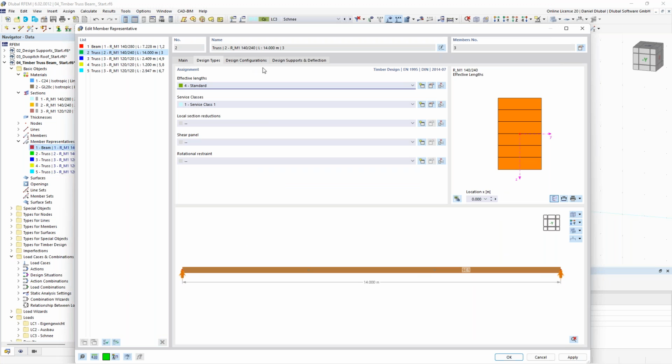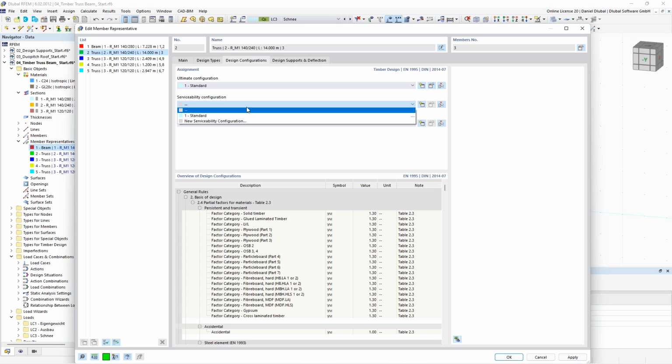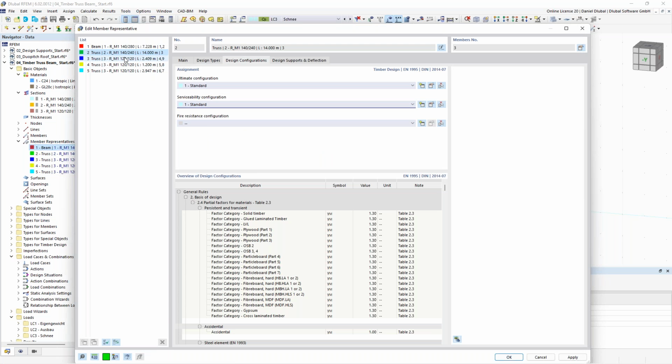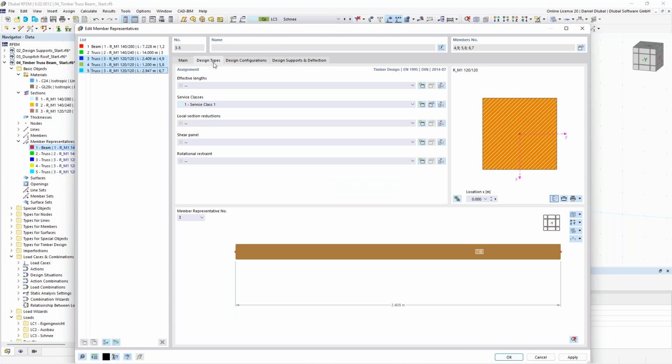I say okay. And the only thing we have to do right now is also to give them a kind of serviceability configuration in order to perform this deflection check here with these beam limits. I say okay. And for the other three, we can assign the same effective length as for the truss. I say okay. Now let's calculate everything.